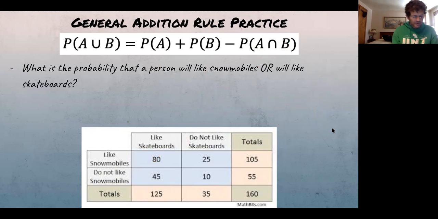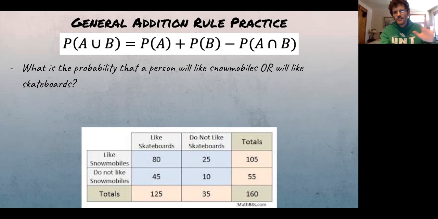Now, another way we could look at this, just to show you that there are lots of different ways of interpreting this. If you like skateboards, we have three outcomes that satisfy this condition. I like snowmobiles and I don't like skateboards, that works. I don't like snowmobiles, but I do like skateboards, that one works. Or I could like snowmobiles and skateboards, that one works also. Among those three conditions, I can find those right here. If I add those up, 80, 45, 25, I get 150. And of course, it's out of 160.